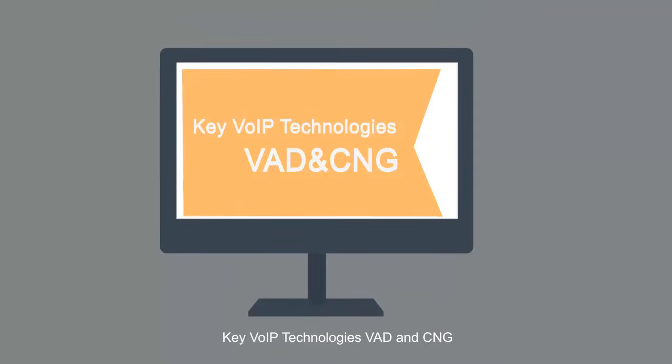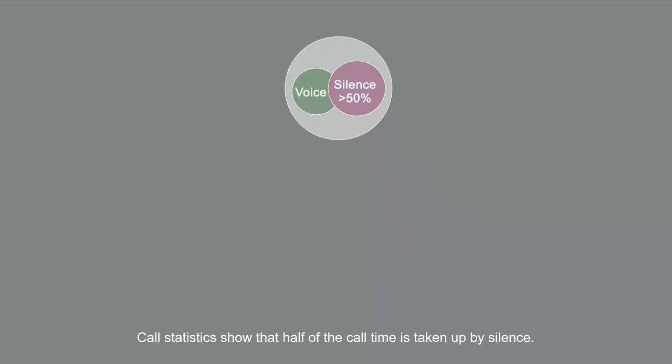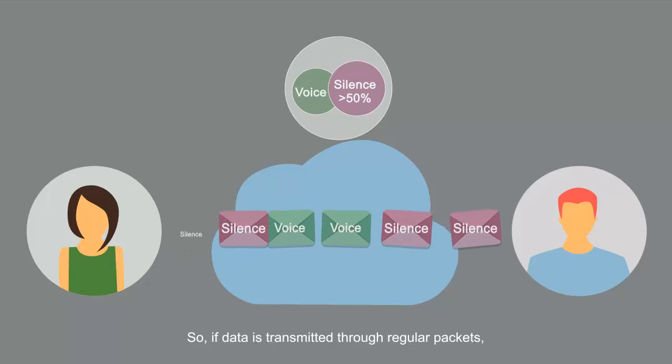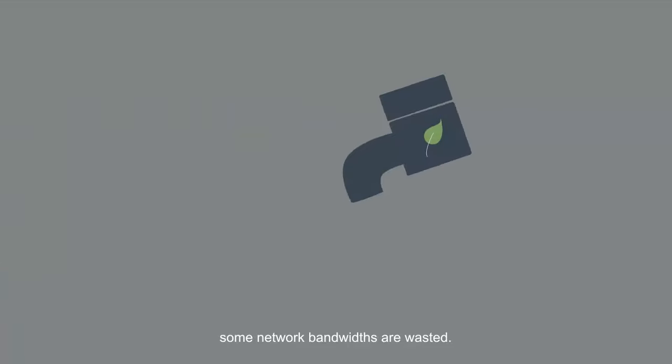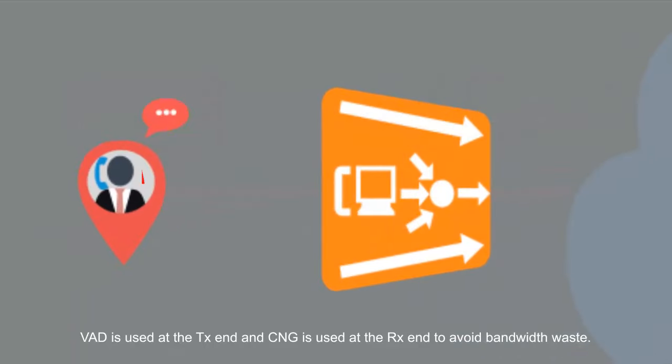Key VoIP technologies: VAD and CNG. Call statistics show that half of the call time is taken up by silence. So, if data is transmitted through regular packets, some network bandwidth is wasted. VAD is used at the transmit end, and CNG is used at the receive end to avoid bandwidth waste.